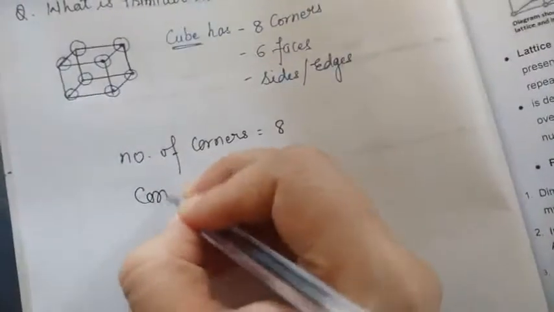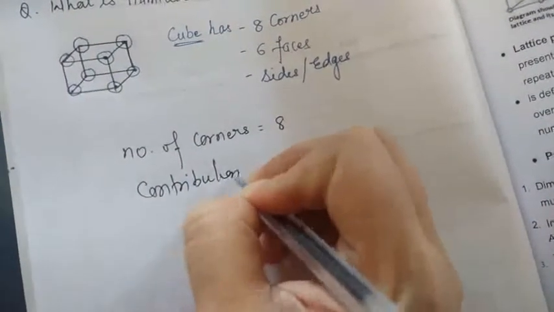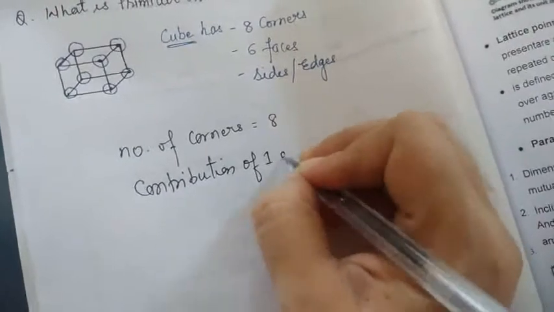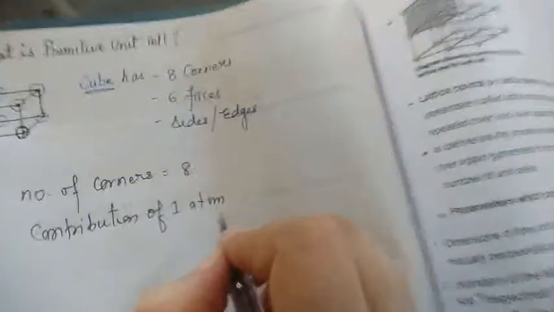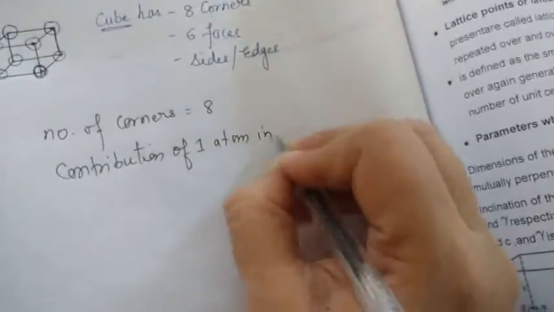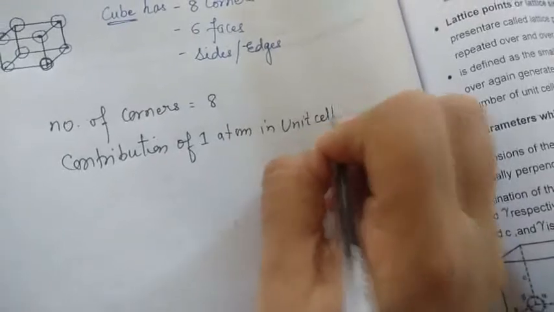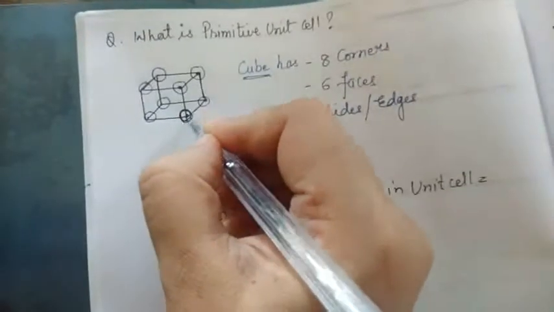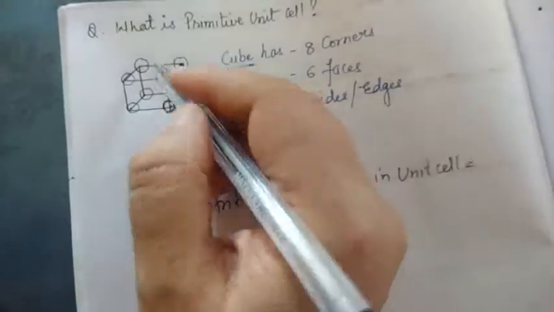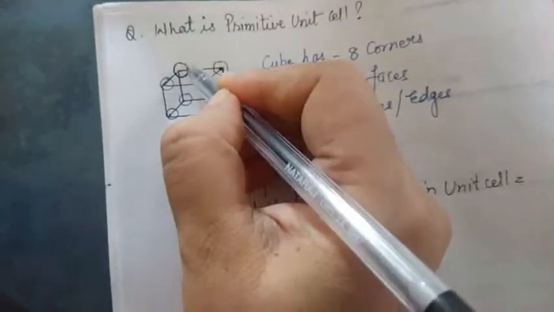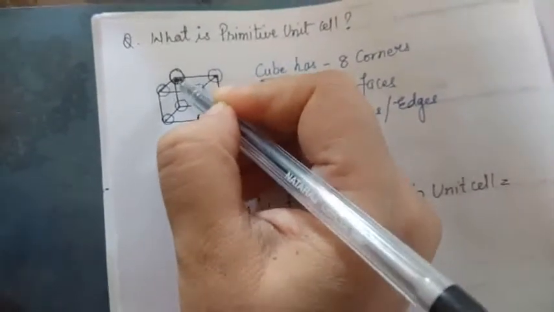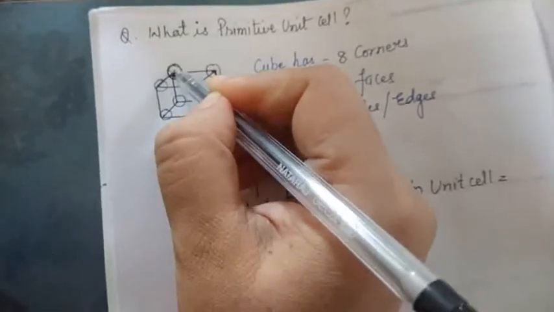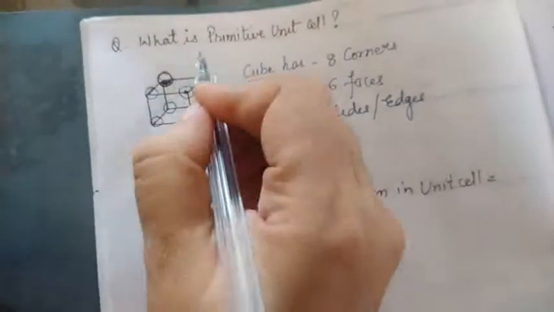And if we talk about the contribution of one atom, this is one atom. If I talk about its contribution in the unit cell, then it is how much? See, if it is spherical in shape, let me take this bigger one so that it is more clear. Only this much part of this circular atom is inside the unit cell, the rest is outside. Or you can say the rest is in the adjacent unit cell. So only this much part is there inside.